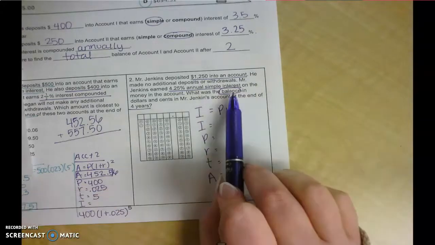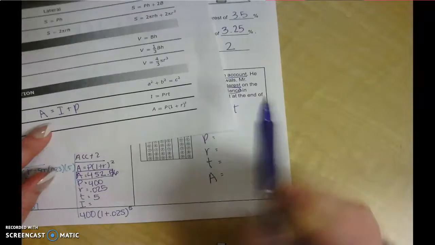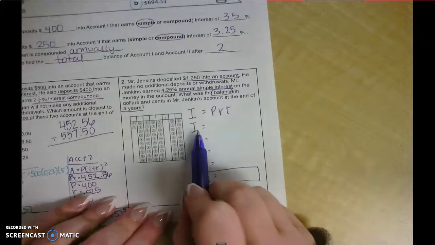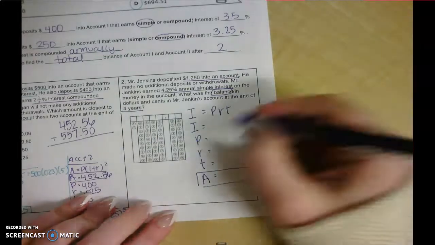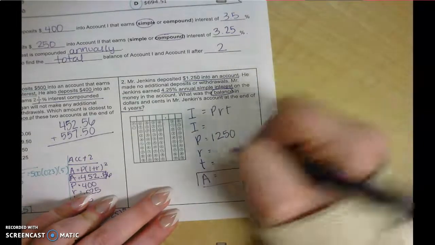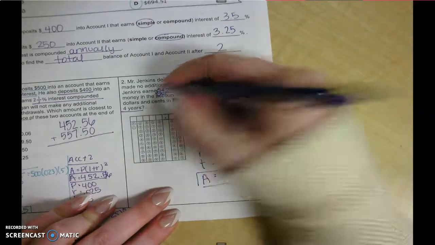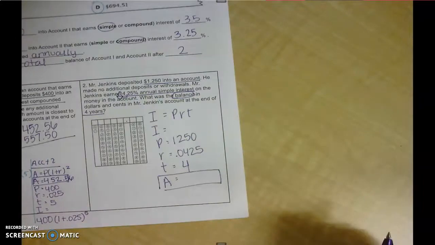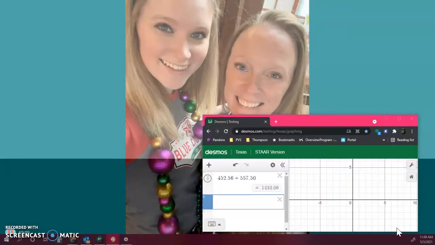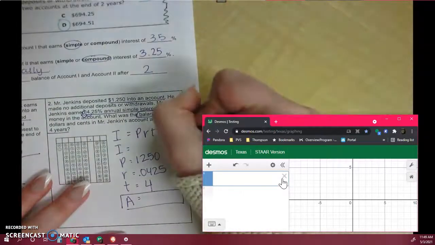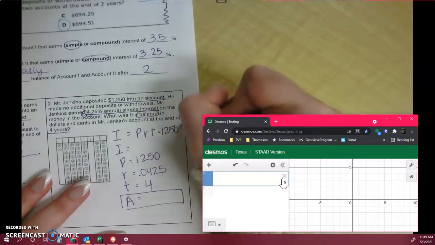It does say he wants the balance in the account, which means we are looking for A, which means we have to add the principal back with the interest at the end. So then we plug everything in. Principal of $1,250, your rate in decimal form, and the time of 4 years. So we can pull up Desmos here and plug in our formula.